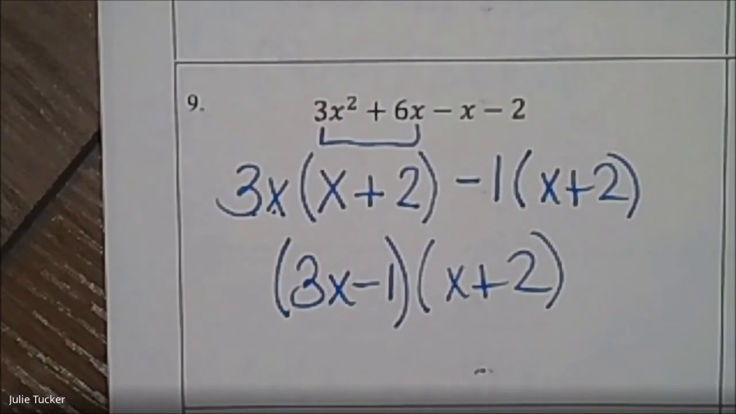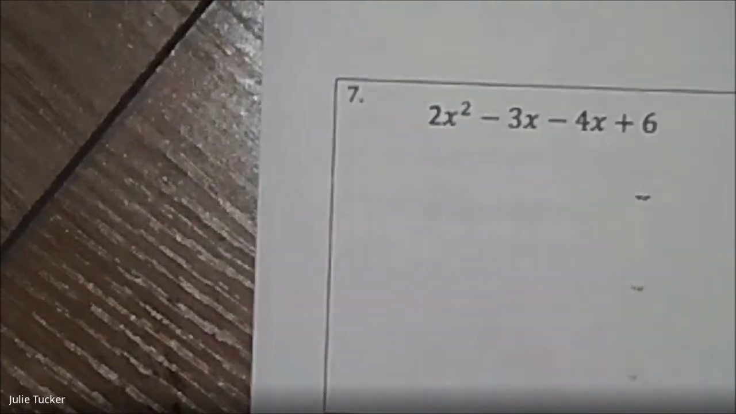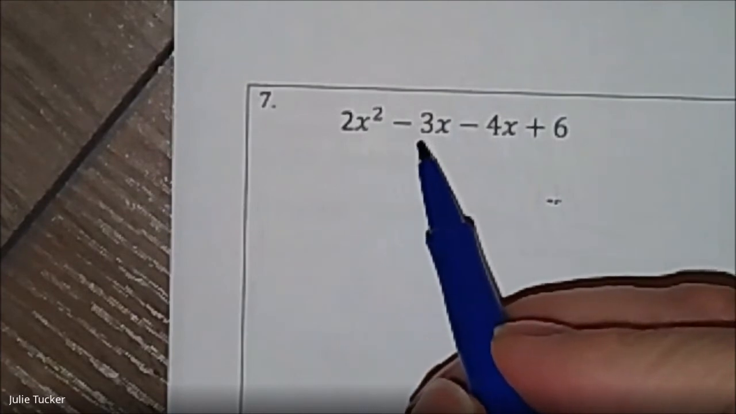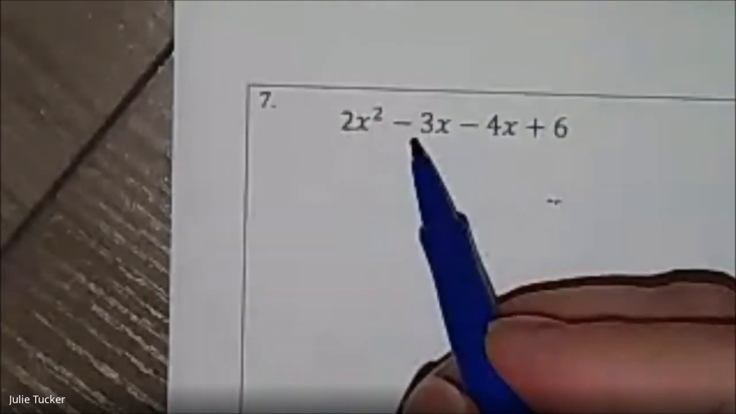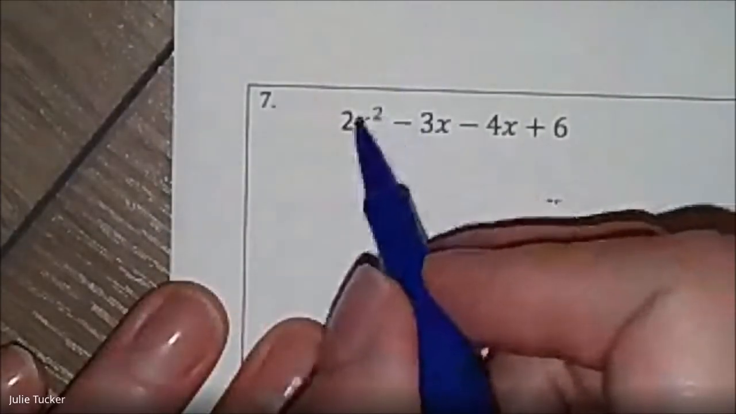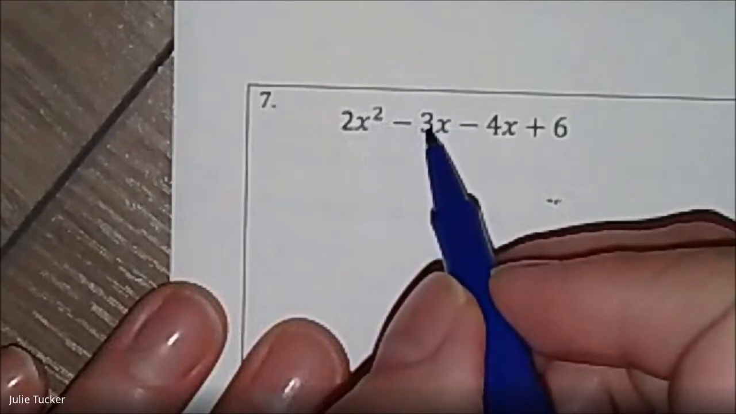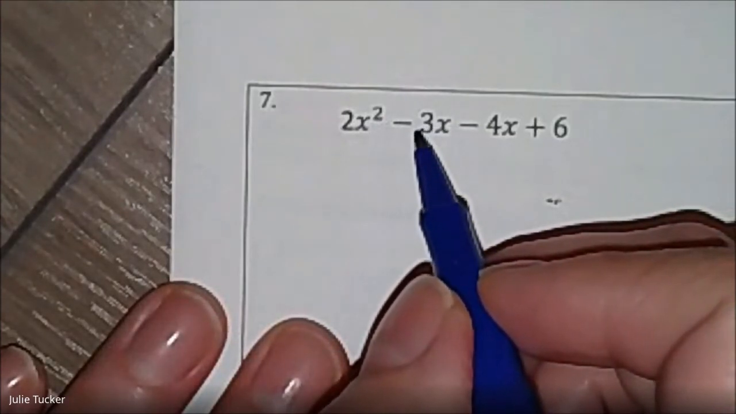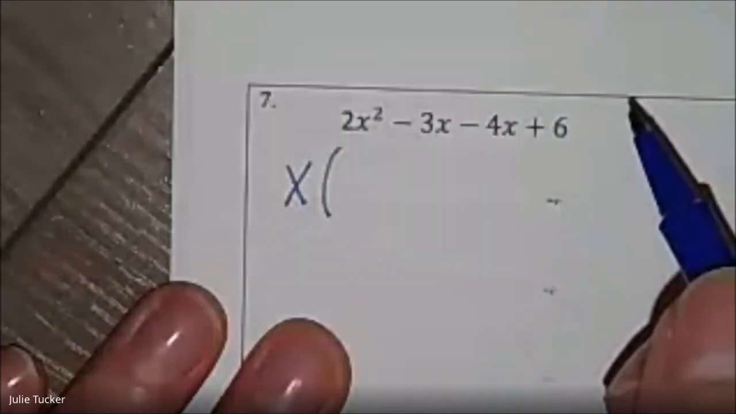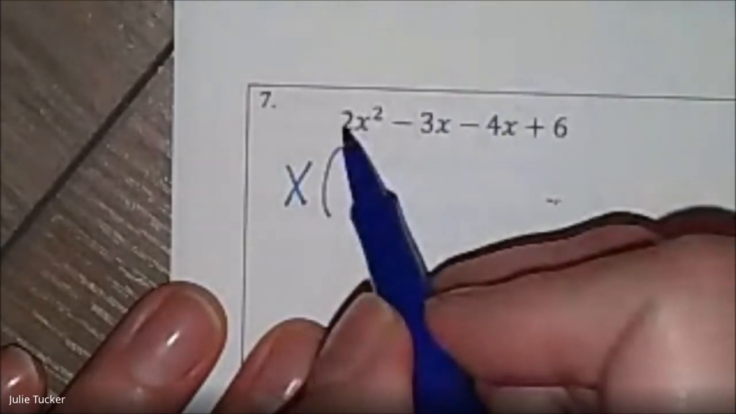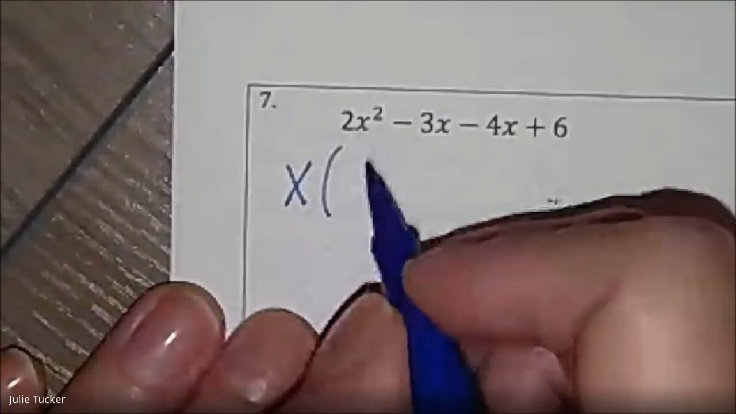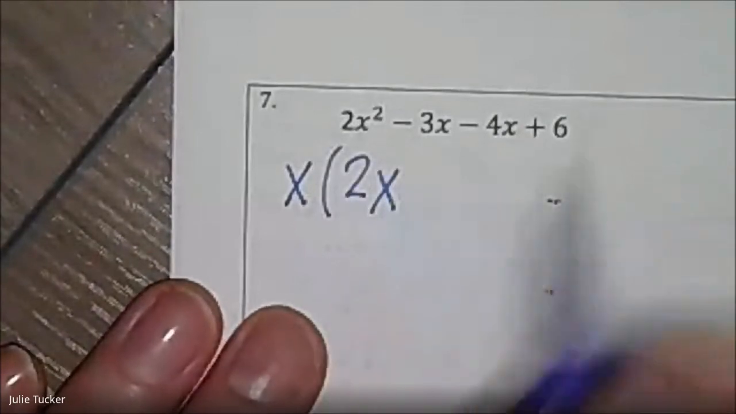Let's do this one. 2 and 3 do not have a common factor. They don't have a common number that factors into them. But this has x squared and x, so I can still divide the x out of both terms. So I'm going to write x parentheses and divide it out. So 2x squared divided by x, that's like x times what is 2x squared? So that's going to give you this.